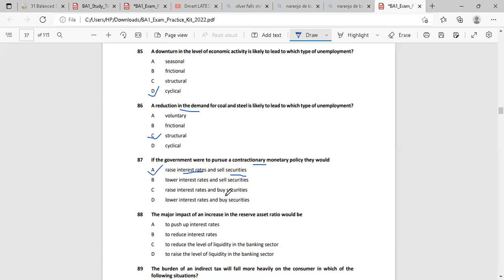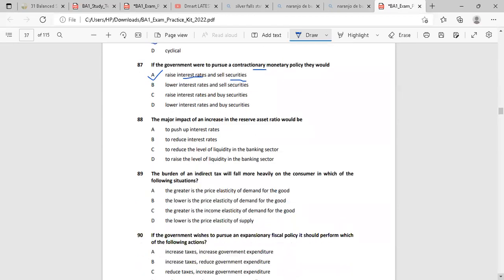Here, by buying securities, the government itself is inducing money into the economy. So in that case, that will not be a contractionary monetary policy.